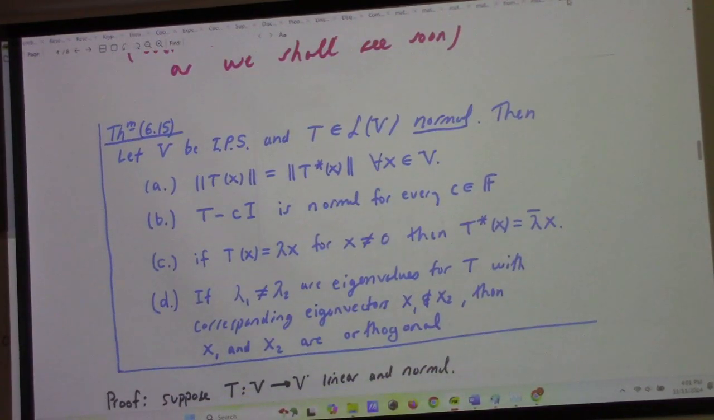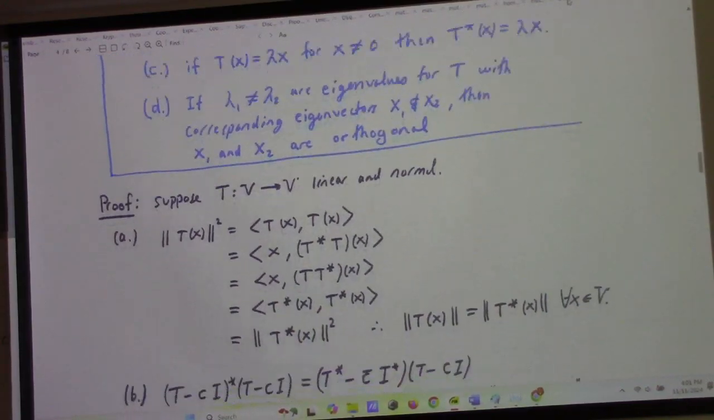These are the properties of normal transformations. Normal transformations preserve the norm. If T is normal, then T minus a constant multiple of the identity is normal. If you have eigenvalue lambda for T, then you have eigenvalue lambda bar for the adjoint of T. And finally, if you have distinct eigenvalues, then the eigenvectors are orthogonal. The proof of all of these things is very simple.